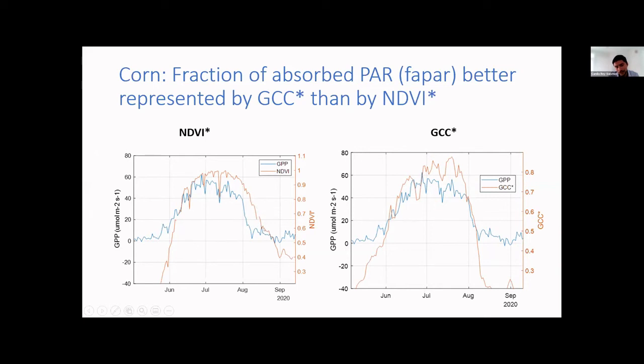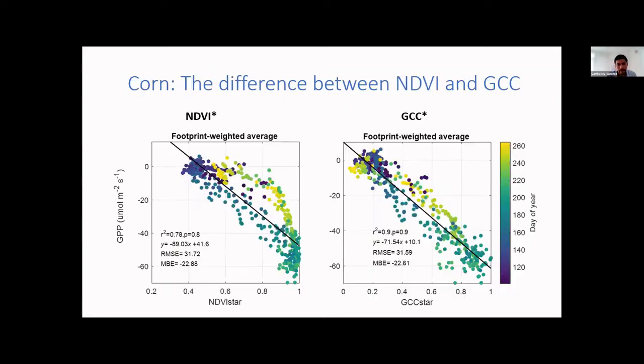And this is related to the fact that in the reproductive stage of corn, the canopy is still kind of green, but the photosynthesis goes down. Basically, we found that this GCC star, or the normalized GCC, is a better predictor of that photosynthetic activity. Another way to look at this is the comparison between NDVI and GPP on the left and GCC and GPP on the right.